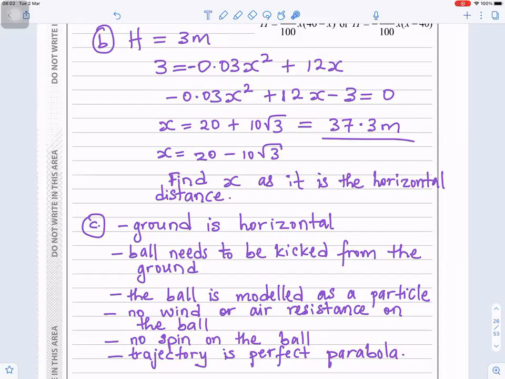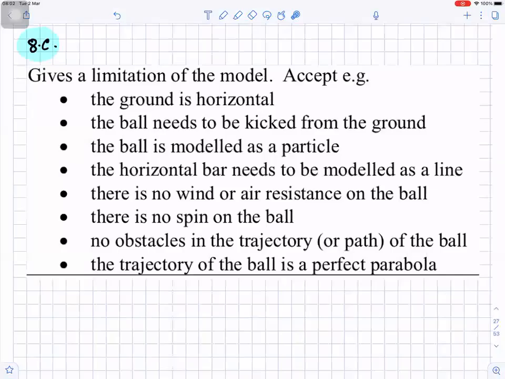So for part C, the ground is horizontal. The ball needs to be kicked from the ground. The ball is modeled as a particle. No wind or air resistance on the ball. No spin on the ball. The trajectory is a perfect parabola, and no spinning in the air of the ball. Those are some of the reasons. So that's question 8C written neatly. The answers that were acceptable are: the ground is horizontal, the ball needs to be kicked from the ground, modeled as a particle, no wind or air resistance, no spinning of the ball, no obstacles, and the trajectory of the ball is a perfect parabola, that shape.